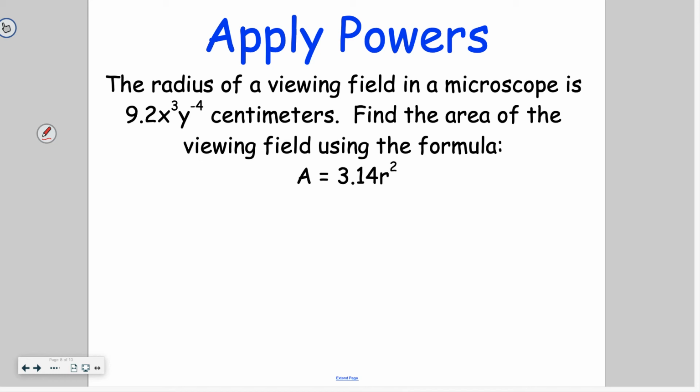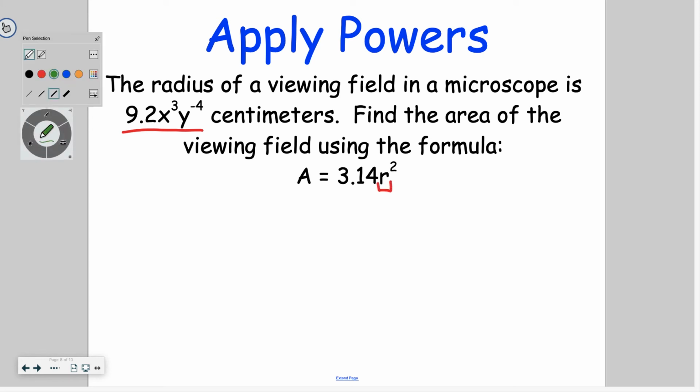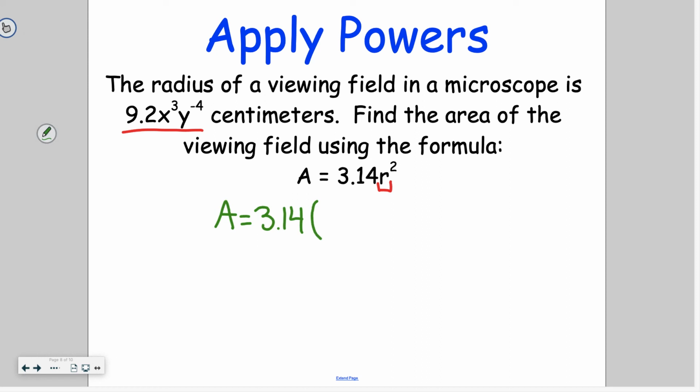So we need to apply this. It tells us that the radius is 9.2 x to the 3rd, y to the negative 4th. So that's going to have to go in that radius spot. So I'm going to start by saying area is equal to 3.14. And then in parentheses, I've got 9.2 x to the 3rd, y to the negative 4th. And then that is squared. So we have that whole thing, which is the radius, that whole thing is squared. We want to make sure that we put those parentheses around that so that it doesn't look like there just is an exponent floating out there. So make sure you have that parentheses.